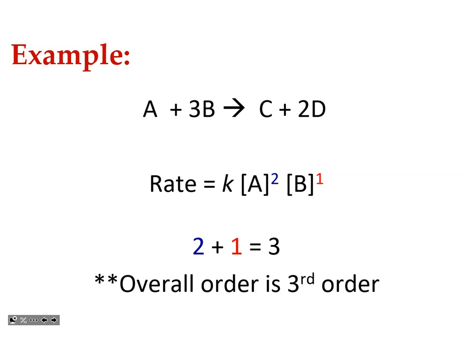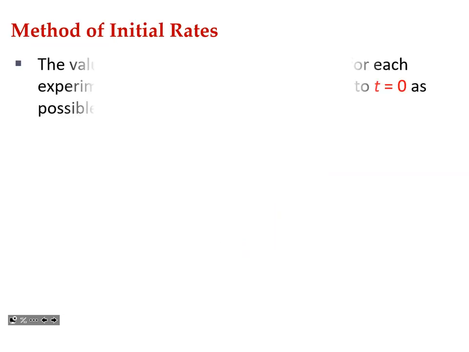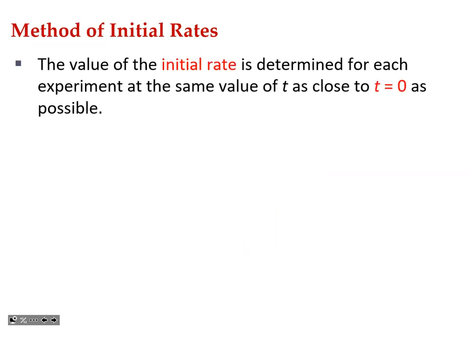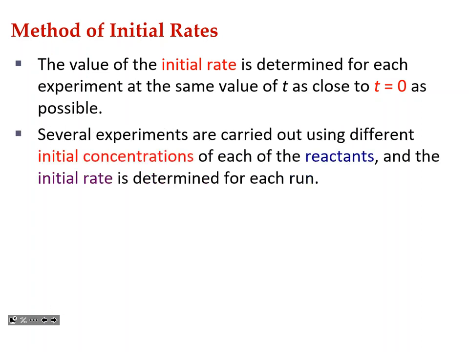Well, we're about to find out about the orders. Let's talk about those orders. This is how they figure out the order of reactant when we're using experimental data: the method of initial rates. The value of the initial rate is determined for each experiment at the same value of t, as close to 0 as you can get. So right at the beginning, we know it goes fastest at the beginning anyway, right? So this is where it's going to be measured.